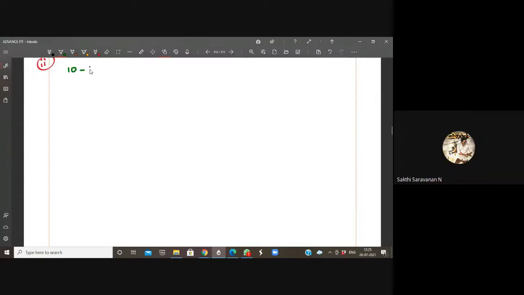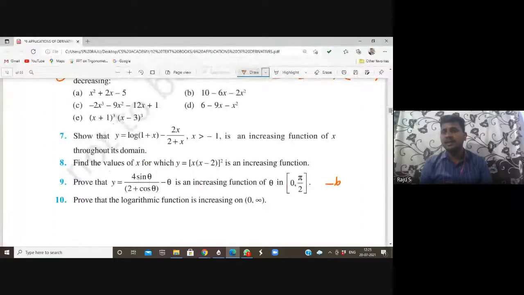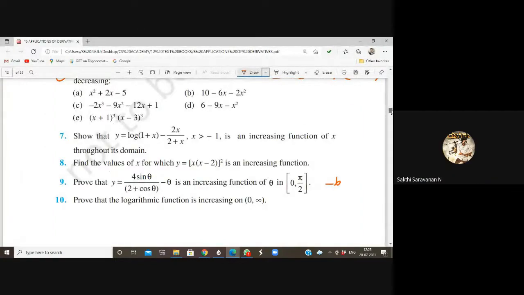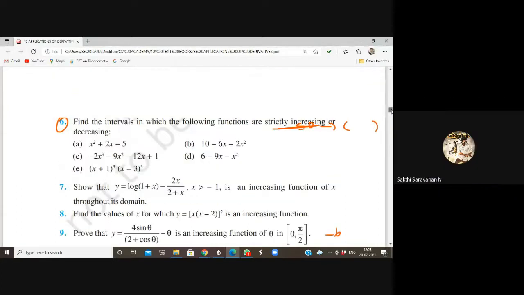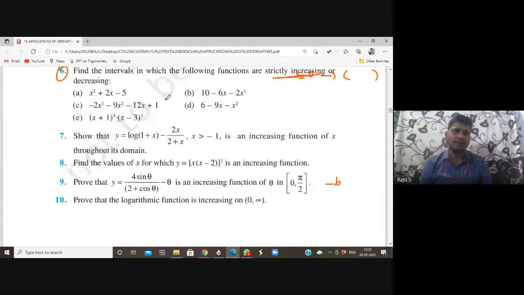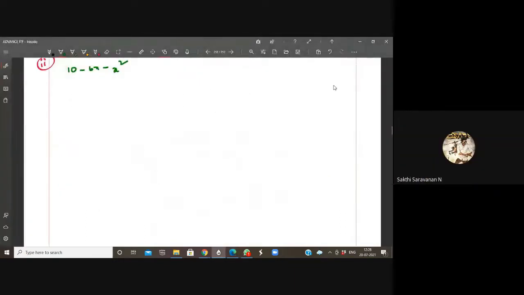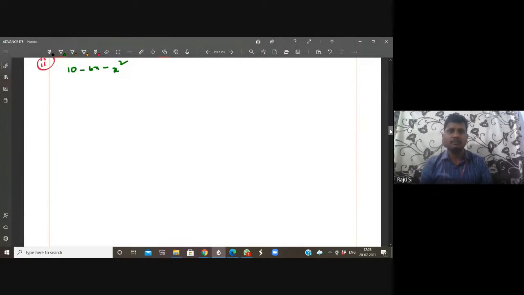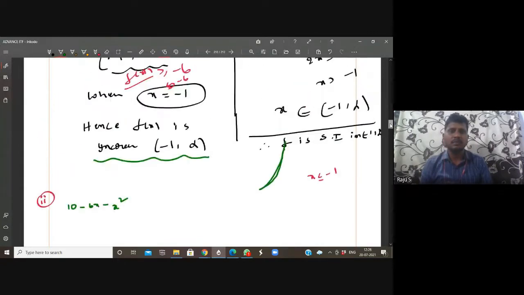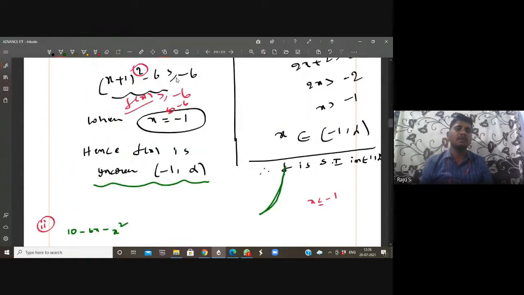Sir, in the previous question, how to check whether it is strictly increasing or just increasing? See, the thing is, here they are asking strictly. I have already written it in completing square form: x plus 1 the whole square minus 6.